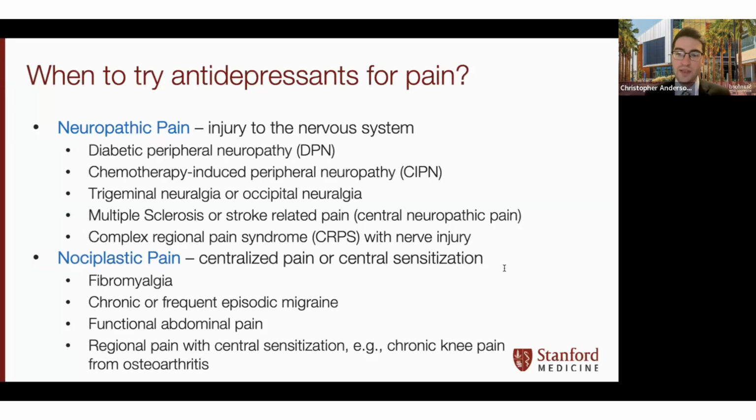We consider pain that has nociplastic characteristics to be centralized pain, or pain that has developed what we call central sensitization, where the brain is perceiving pain to ordinarily non-painful stimuli. And conditions like fibromyalgia, migraine, or functional abdominal pain are thought to be primarily nociplastic in nature. And the good news is that these medications can work for conditions like these.